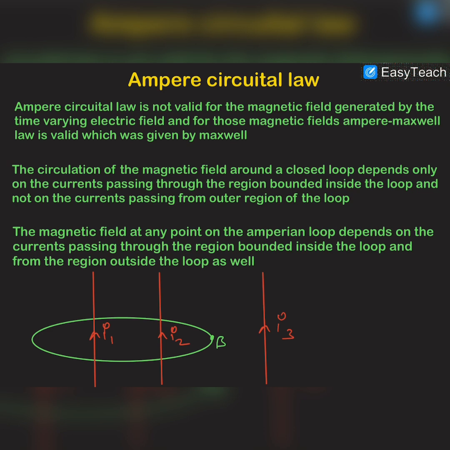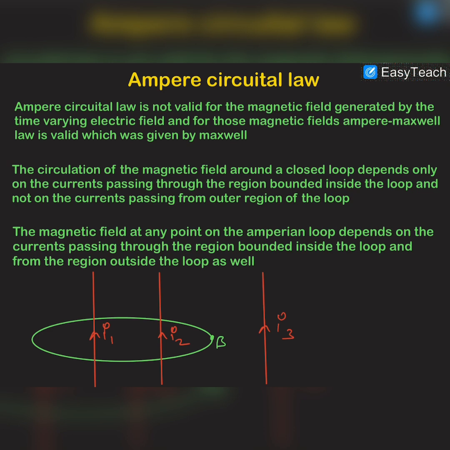So for those types of magnetic fields which are created by time varying electric fields, Ampere's circuital law becomes invalid, and I will show you how it becomes invalid in the electromagnetic waves chapter. At that point, Maxwell suggested a change in this law, and he named the new law the Ampere-Maxwell law, which we will study in electromagnetic waves. So this law is valid only for the magnetic fields which are created by current carrying wires and not by time varying electric fields.